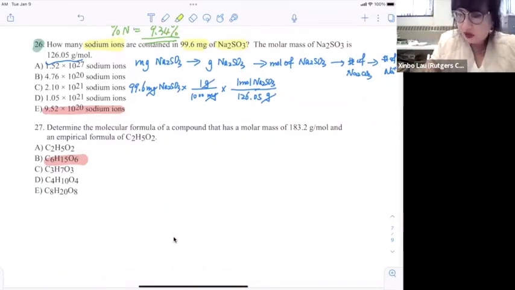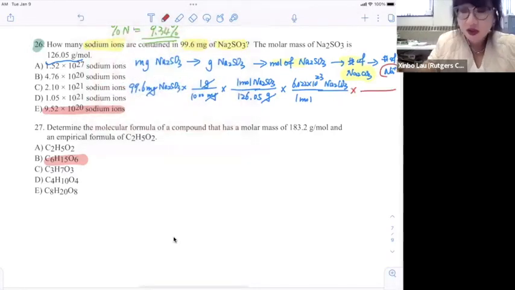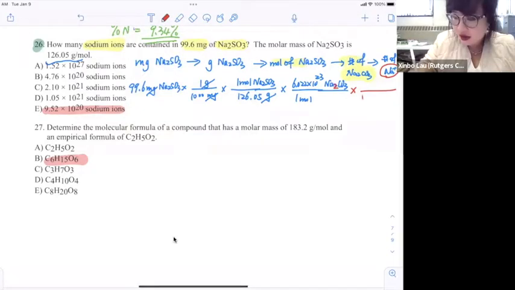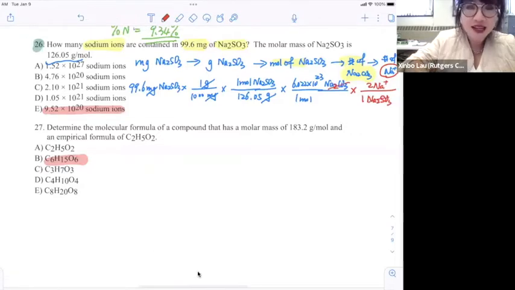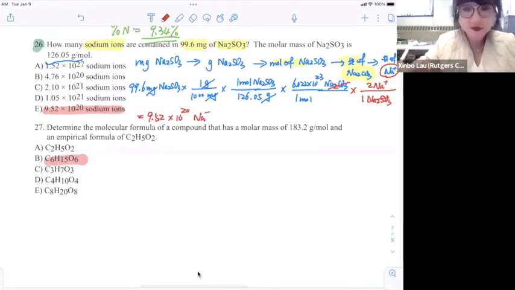Then from moles to the number of that compound, we use Avogadro's number. Every 1 mole of this compound will have 6.022 times 10 to the power 23 of this whole compound. The last step is we want to know just sodium itself, so we need to look at the chemical formula and see the relationship. Every 1 of that sodium sulfide has 2 of that sodium ion. Now we finish the setup and we can get to the final answer. The final answer will be 9.52 times 10 to the 20 sodium ions. That's that.